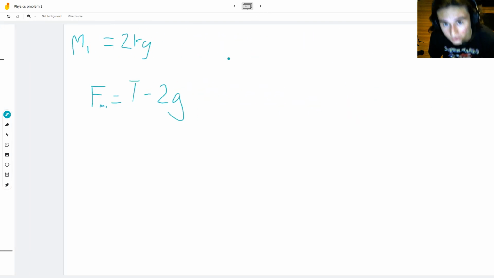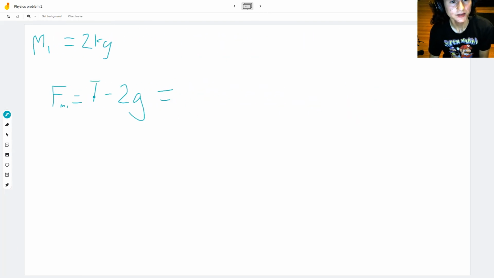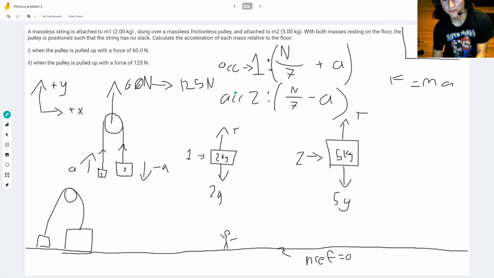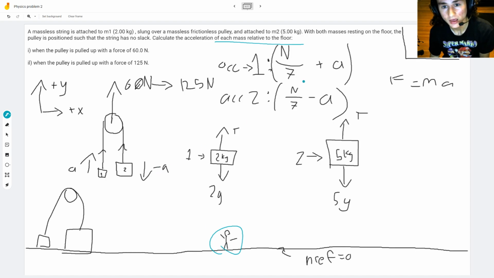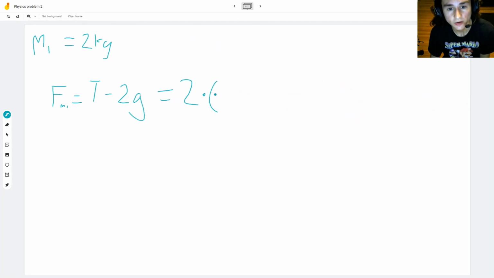And this, of course, will equal our mass, which we know is 2 kilograms, times the acceleration of the thing from our reference, because it wants it relative to the floor. Here's the floor. This is us on the floor. We're looking up at it. We already calculated that this acceleration is going to be n over 7, n being the number of newtons, plus a. So we have n over 7 plus a.